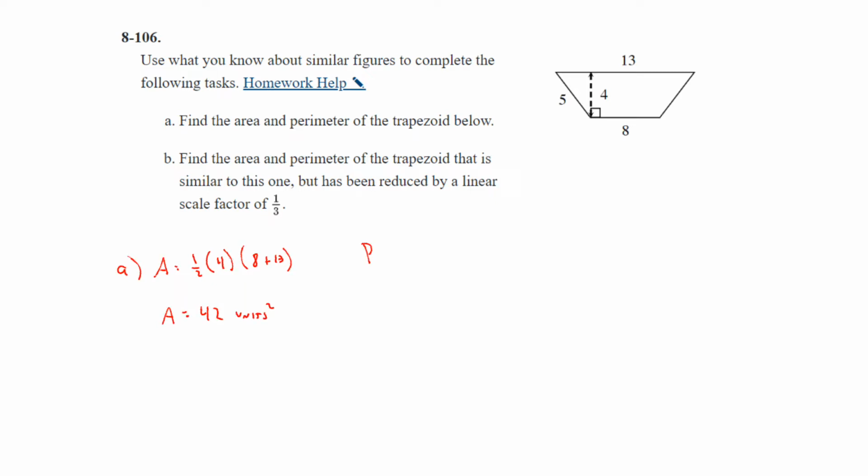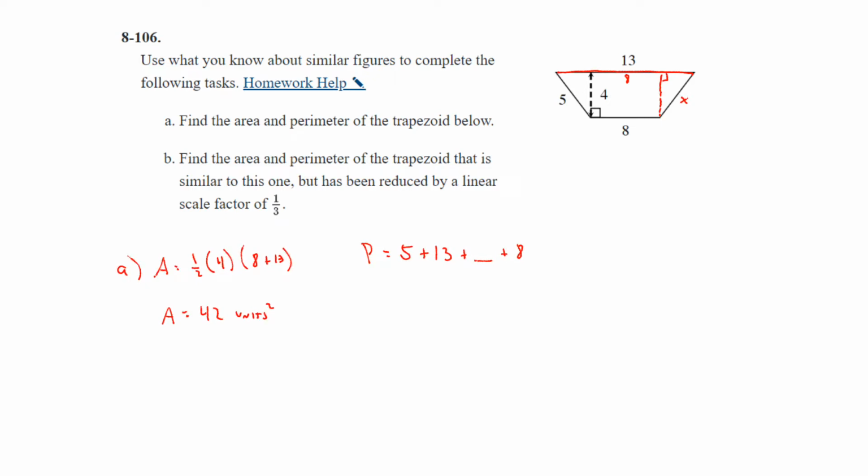The perimeter is the distance around, so we can just add those up. 5 plus 13. And then we've got to figure out this side, so we'll figure that out in a little bit. So not sure what that is yet, plus 8. So we've got to look at this. So let's see here. Let's break this up into a right triangle. We know since this is 13 all the way across, that this side right here is 8.